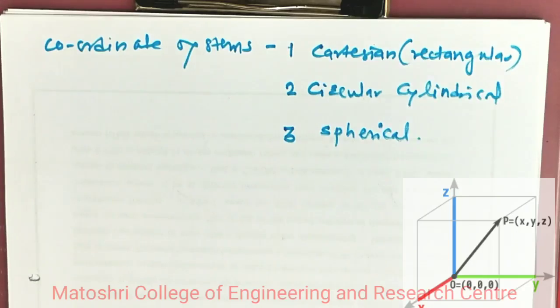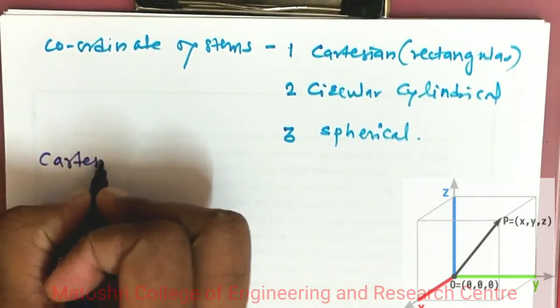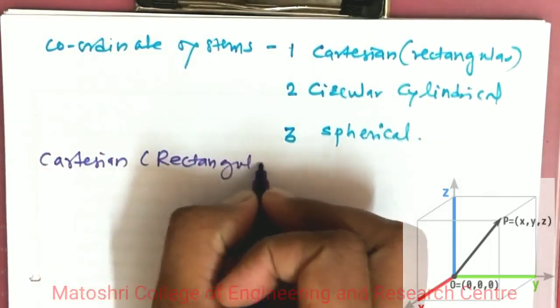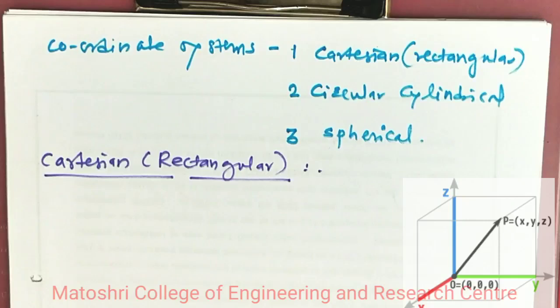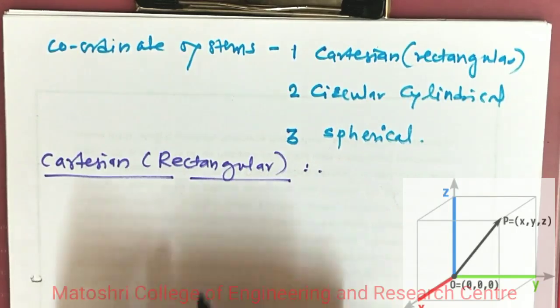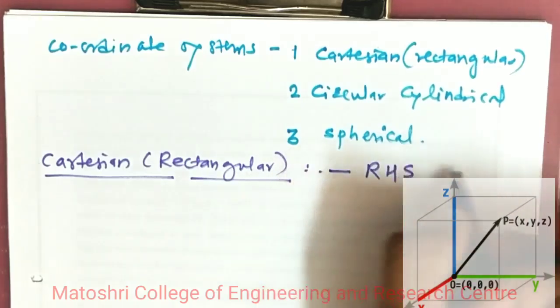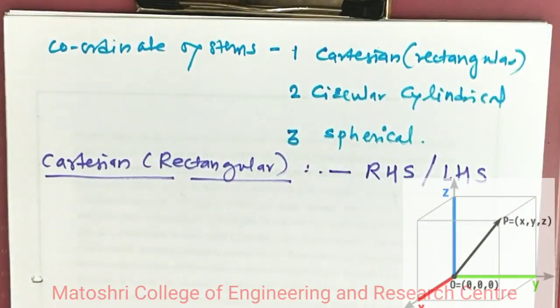So first we will start with the Cartesian coordinate system, which you might have already studied for a number of years, right from your schooling. All the coordinate systems we are going to discuss over here are three-dimensional coordinate systems. In the Cartesian or rectangular coordinate system, there are two types, the right hand side or the left hand side coordinate system. Generally we prefer the right hand side Cartesian coordinate system.